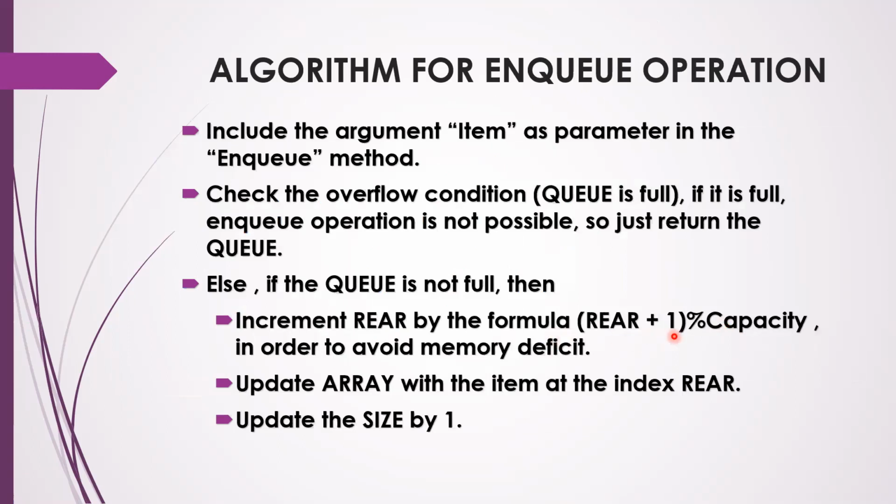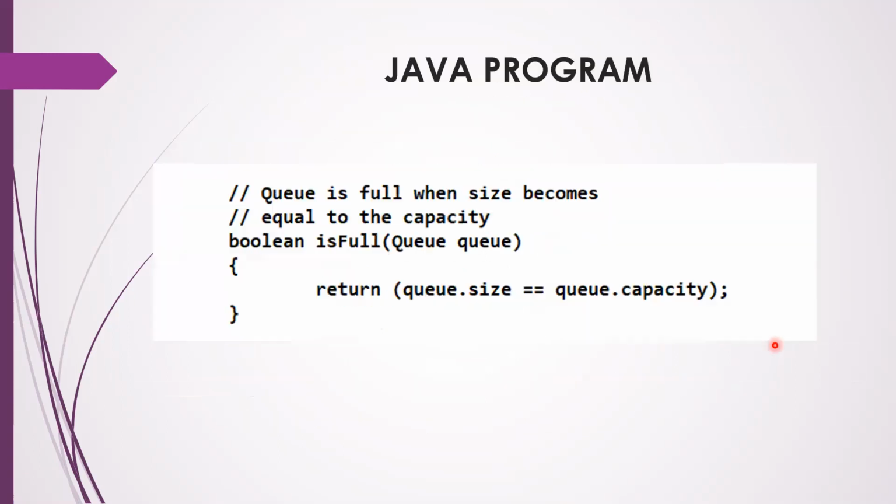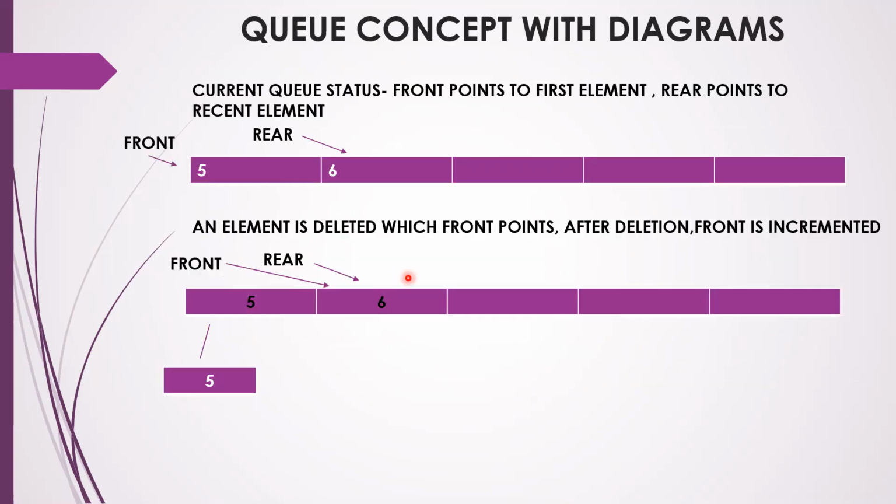So rear plus 1 divided by the capacity. So here, what is the rear? For example, this is 0, 1, 2, 3, 4. Those are the index numbers. The capacity is 5, because you can store 5 elements, 1, 2, 3, 4, 5. Index is 0, 1, 2, 3, 4. Now the rear is pointing to the final index, that is 4. So you have to just do 4 plus 1 divided by 5.